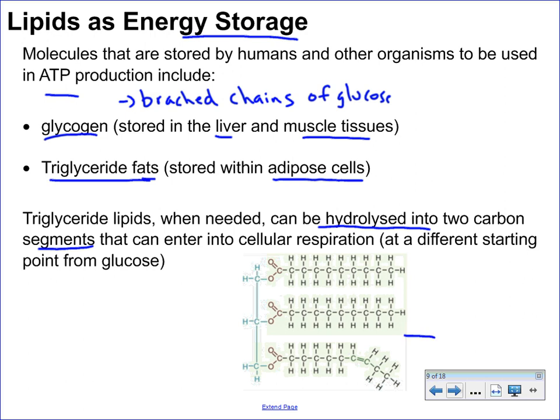So if we have our triglyceride here, what this means is that when glycogen stores have been depleted and your body is in need of producing ATP, it can now tap into those triglycerides to create ATP. It will cleave off these 2 carbon segments from the hydrocarbon chain, which can then be used in cellular respiration. And obviously these will be used at a different starting point from that of glucose.